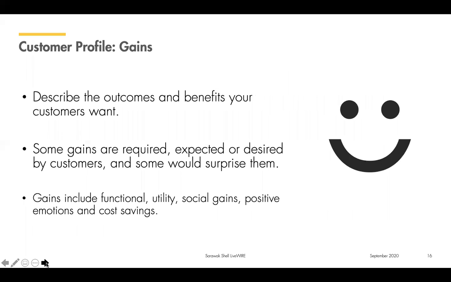Okay, lastly, we look at gains. Gains describe the outcomes and benefits that your customer wants. Some gains are required, some are expected, and some are desired by customers, whereas there are some gains they don't even know that they want, right? For some of you, maybe you've attended some courses and are familiar with the Johari window. They say that there are known knowns, known unknowns, and unknown unknowns, right? So surprise can be quite pleasing sometimes, right?